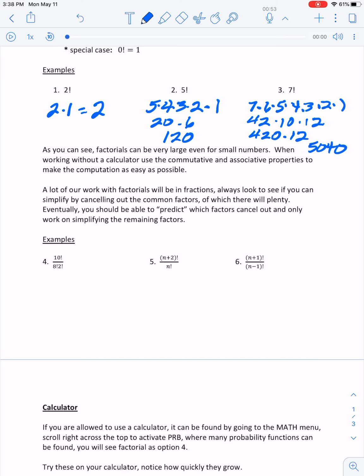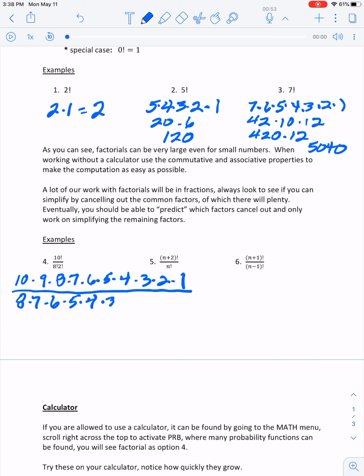So this first one you can see is 10 factorial. So that would be 10 times 9 times 8 times 7 times 6 times 5 times 4 times 3 times 2 times 1. And that's over 8 factorial, which is obviously 8 times 7 times 6 times 5 times 4 times 3 times 2 times 1. And you can also see a 2 factorial in there. So that would just be 2 times 1. So clearly a lot of things cancel.